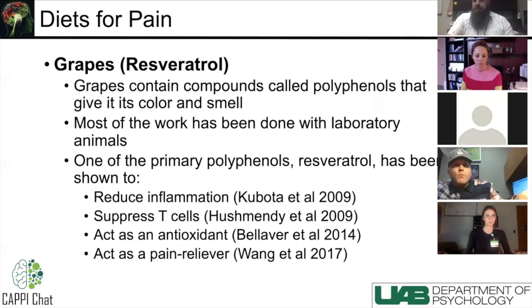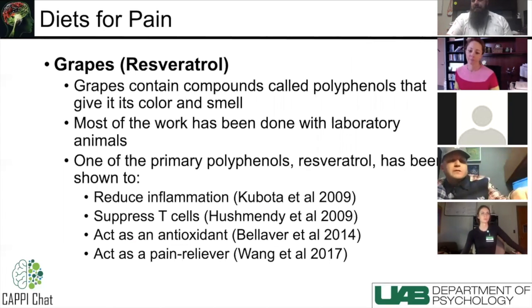Now, what about grapes? Grapes and wine, we're told, is very good for inflammation. Grapes do contain compounds that are called polyphenols. They essentially give it the color and the smell. A lot of the work that's been done looking at these compounds has been done in animals. One of the main compounds is resveratrol. That's been tested in a whole bunch of different conditions, and we know that it does tend to reduce inflammation. It suppresses part of the cells in your immune system. It's an antioxidant, and it can reduce pain.